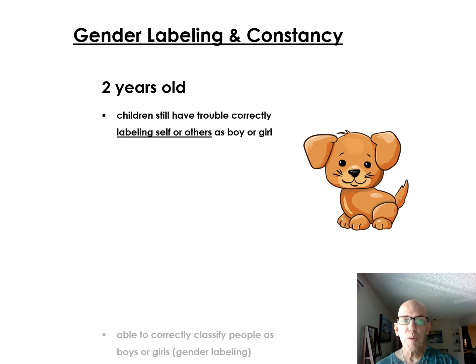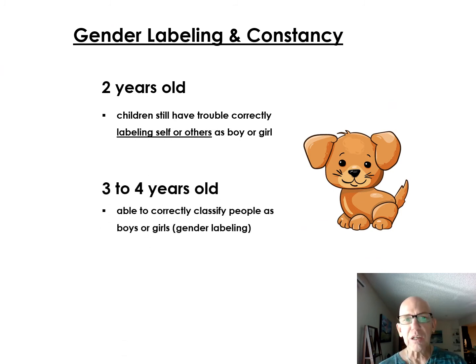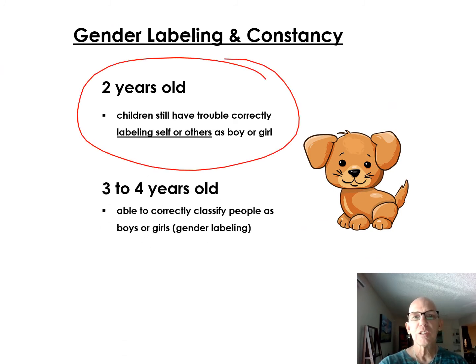Now, about 2 years old, don't write all this down. Around 2 years old, you can't do either. You can't label yourself as a boy or a girl. You can't label other people as a boy or a girl consistently, I should say.